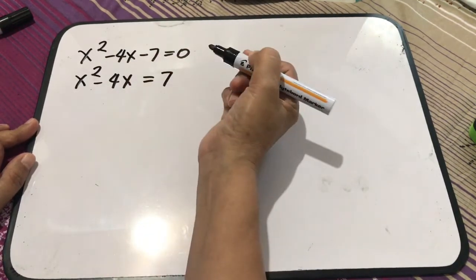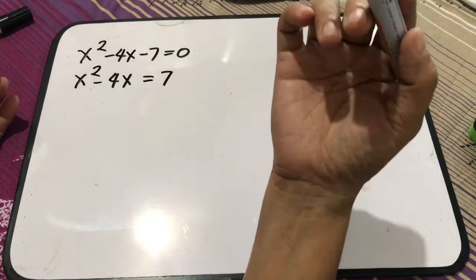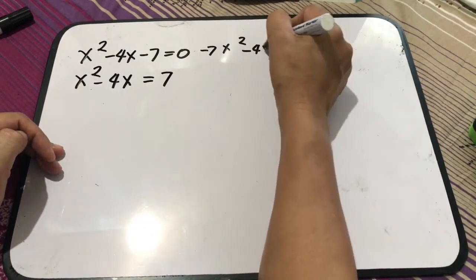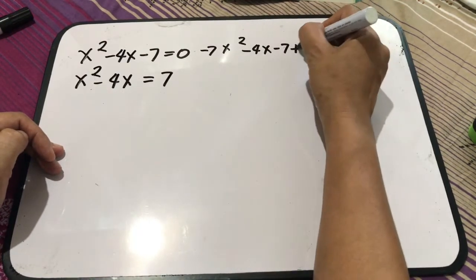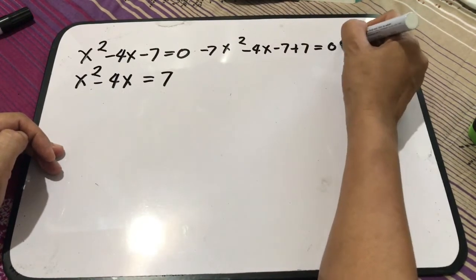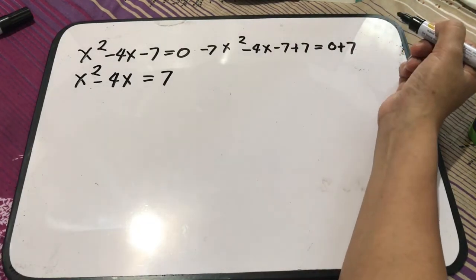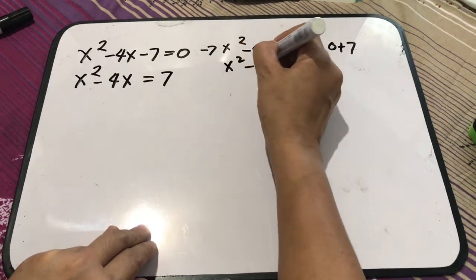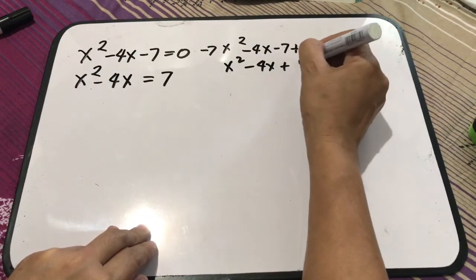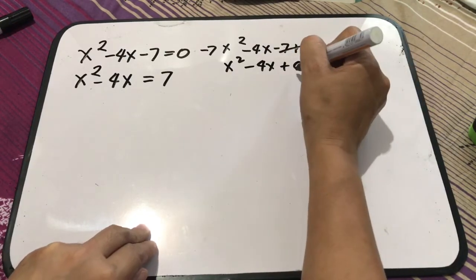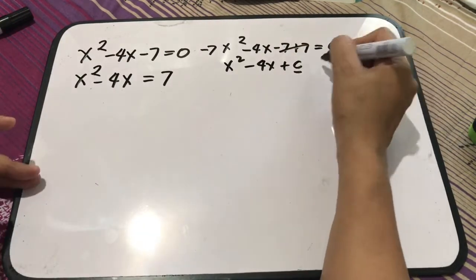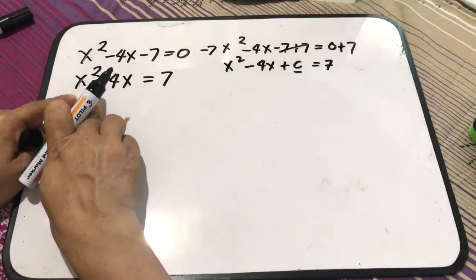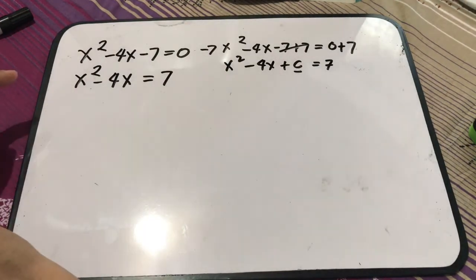Now, x squared minus 4x equals 7. Why? Using the addition property, this is x squared minus 4x minus 7 plus 7 equals 0 plus 7. So we are using the addition property here. This will become x squared minus 4x, and this is 0, so I'm going to put the constant on the right side, which is equal to 7. So this becomes x squared minus 4x equals 7.